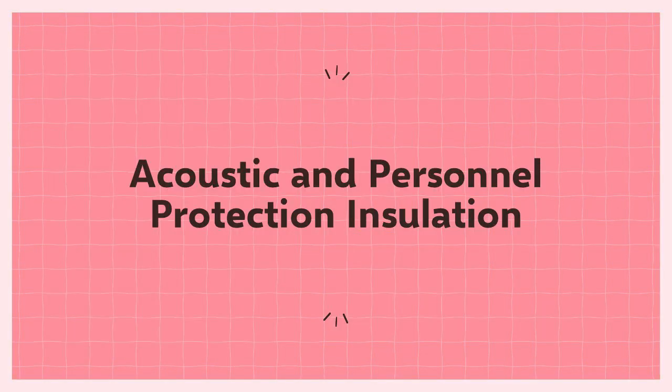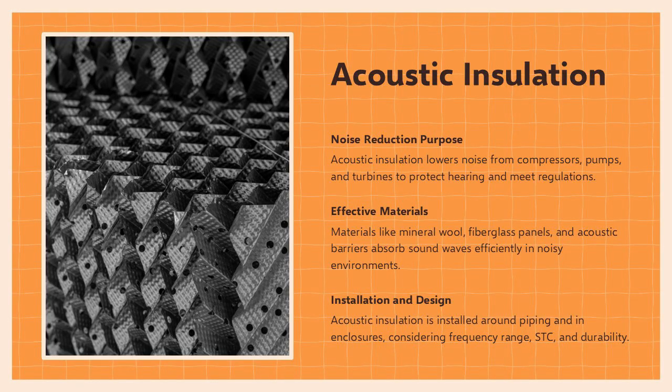Acoustic insulation, personnel protection. Acoustic insulation reduces noise levels generated by equipment such as compressors, pumps, and turbines. Excessive noise can lead to hearing loss and regulatory noncompliance. Materials like mineral wool combined with acoustic barriers or fiberglass panels are effective in absorbing sound waves. Acoustic insulation is often installed in enclosures or around piping systems in high-noise areas. Design considerations include frequency range, sound transmission class (STC), and durability under process conditions.